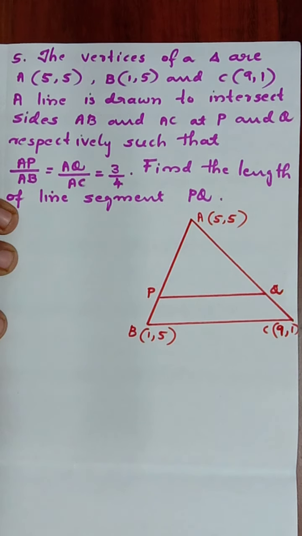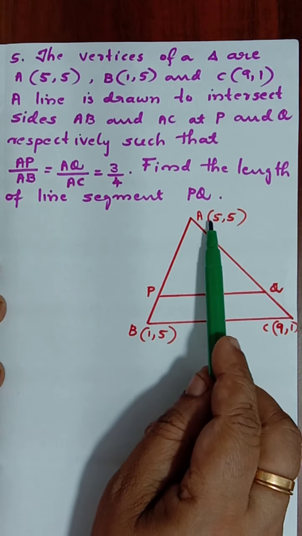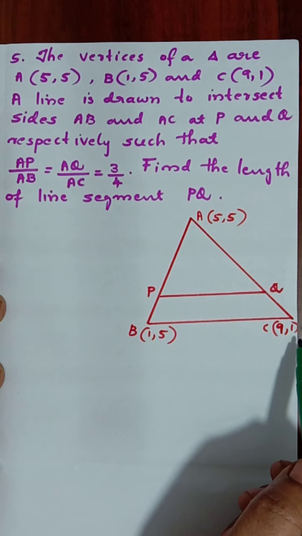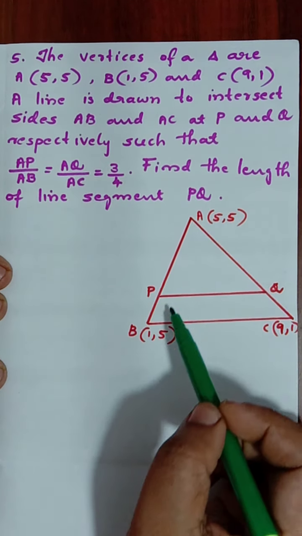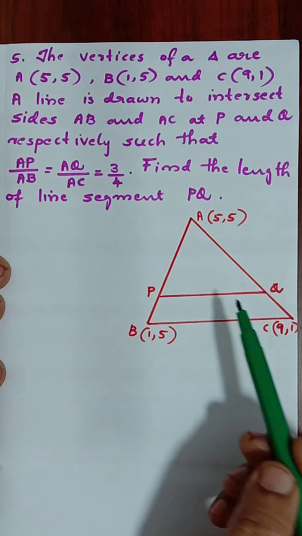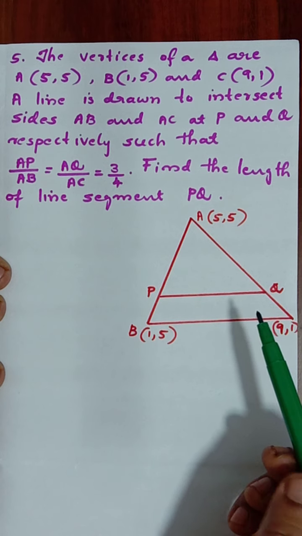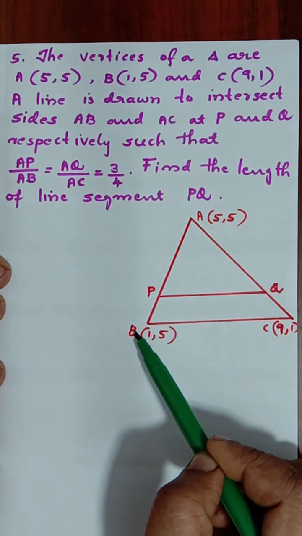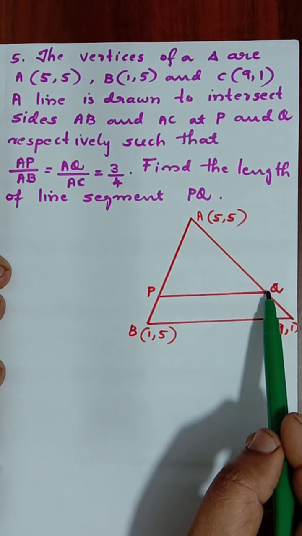This is today's last question. Fifth question. Vertices of a triangle are A(5,5), B(1,5), C(9,1). This figure is for you to understand. Figure is not given in the question. A line is drawn to intersect sides AB and AC at P and Q respectively. So side AB is intersected at the point P, side AC is intersected at the point Q.